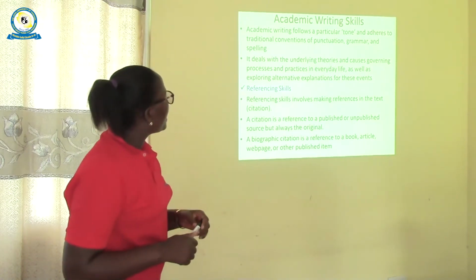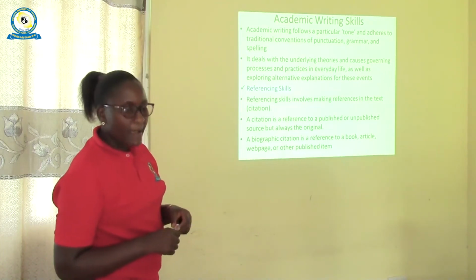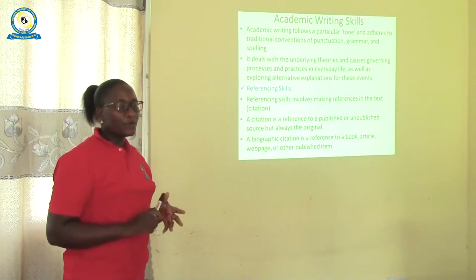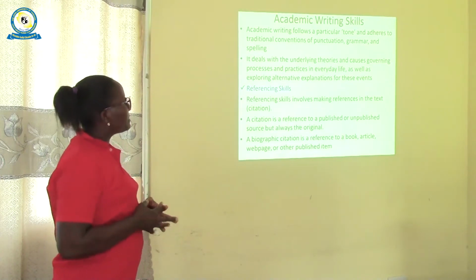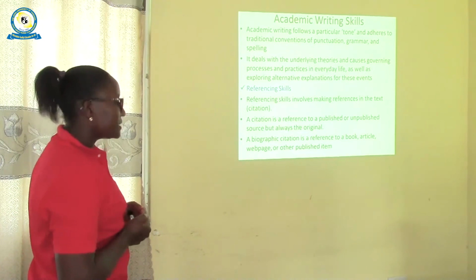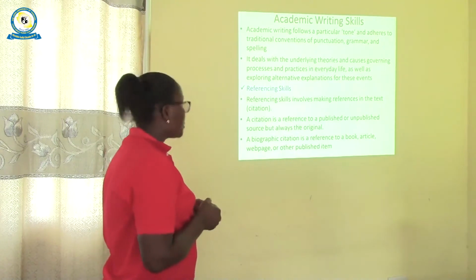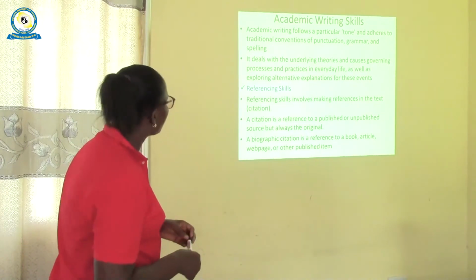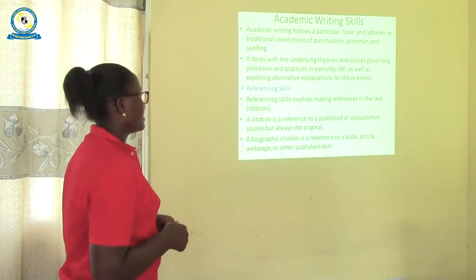It deals with the underlying theories and causes governing processes and practices in everyday life, as well as exploring alternative explanations for these events. So with academic writing, that's where we'll be able to learn different ways that can guide the writers or the academician so that they are in a position to produce texts that are acceptable. We'll look at the referencing.